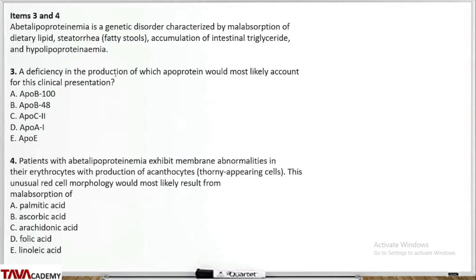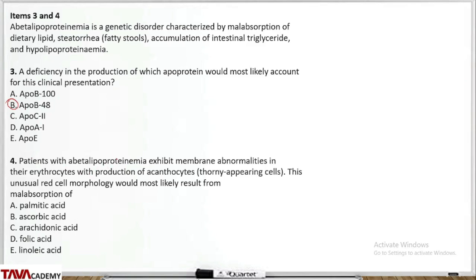So question 3 and 4. A-beta lipoproteinemia is a genetic disorder characterized by malabsorption of dietary lipid, steatorrhea, accumulation of intestinal triglycerides, and hypolipoproteinemia. A deficiency in the production of which of the apoproteins will likely account for this? We said it is apoprotein B48. It prevents the formation of chylomicron, so that's why there will be hypolipoproteinemia. So if ApoB48 is deficient, we're going to have that condition.